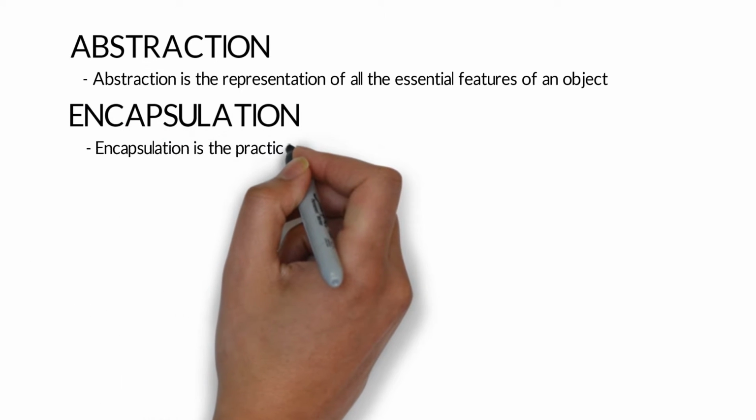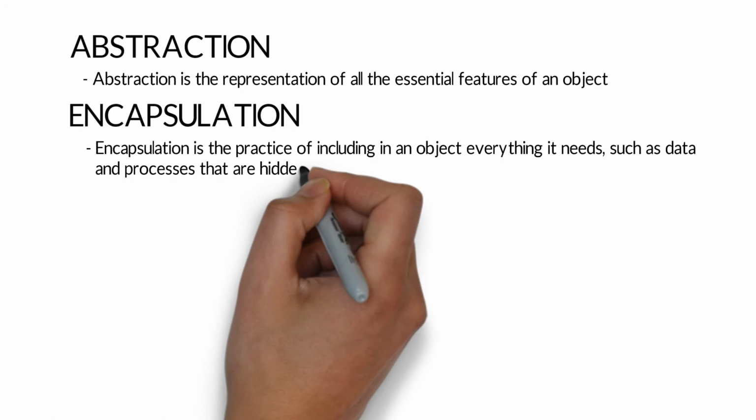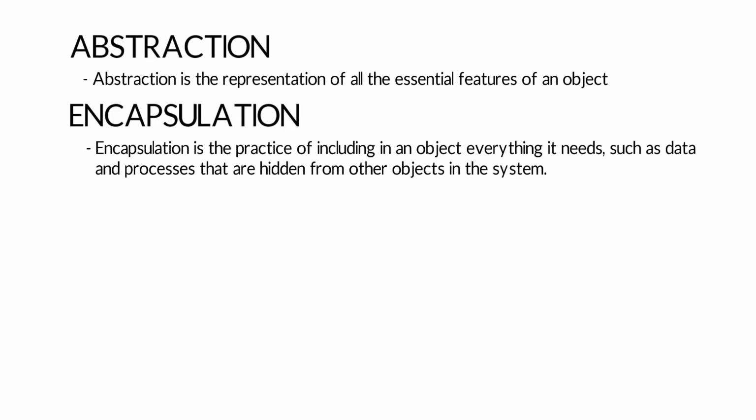Encapsulation is the practice of including in an object everything it needs, such as data and processes that are hidden from other objects in the system. For example, a driver only presses a button or turns a key to start a car engine. The mechanisms that make the engine start are hidden under the car's hood, but the driver only interacts with a simple interface. Thus, encapsulation means making something private, and therefore accessible only from within the methods of its own class. A less restrictive mode known as protected can be used to make a class member available to subclasses as well.